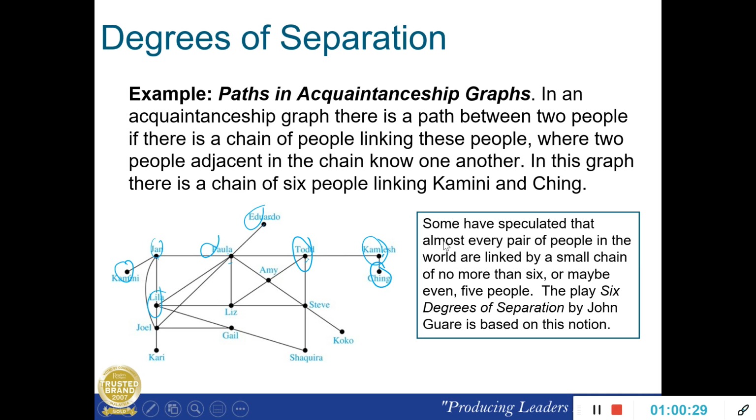So some have speculated that almost every pair of people in the world are linked by a small chain of no more than 6 or maybe even 5 people. The play Six Degrees of Separation by John Guare is based on this notion. You can, of course, watch these movies.